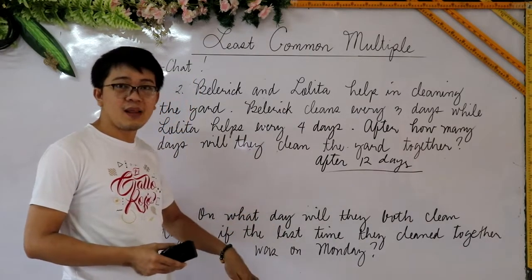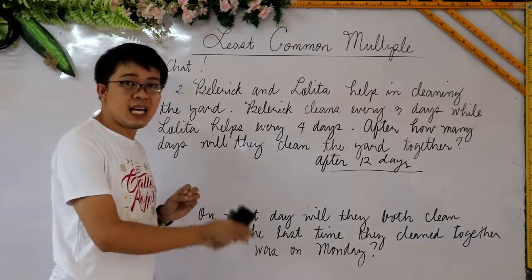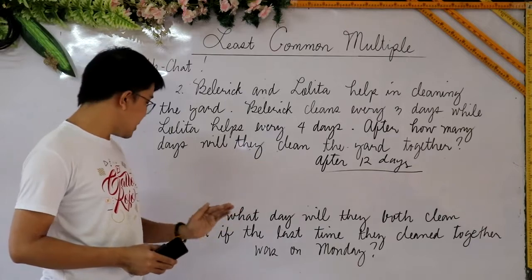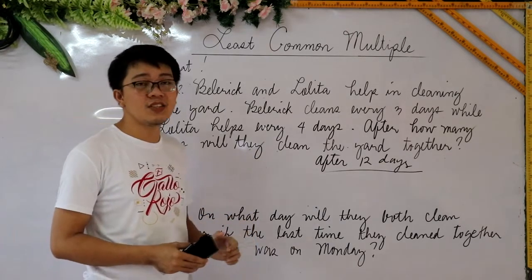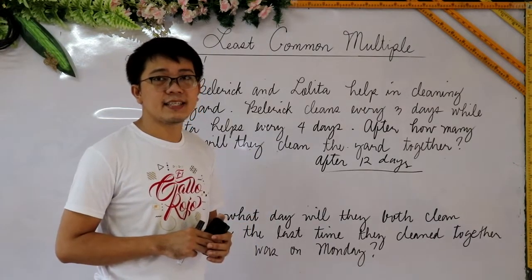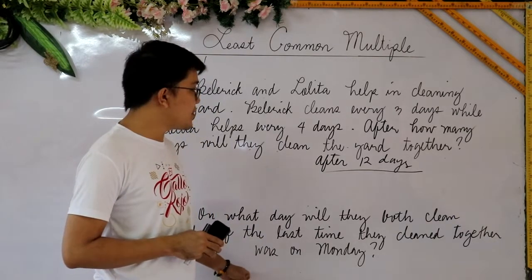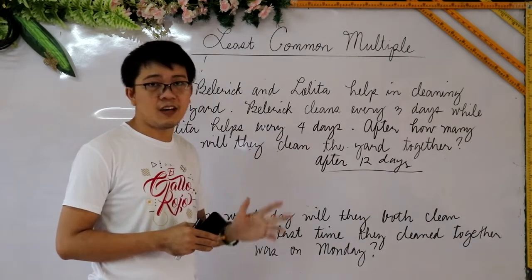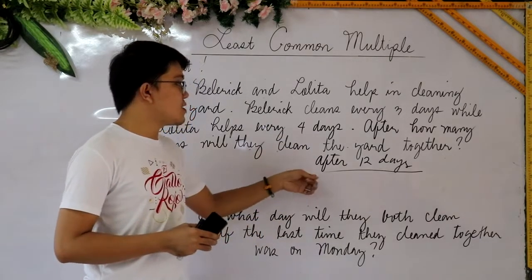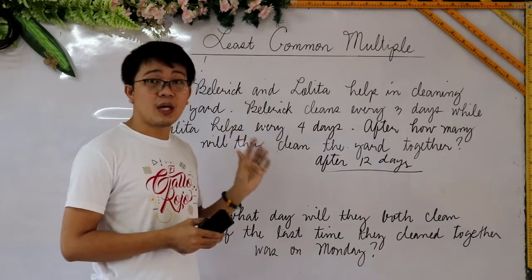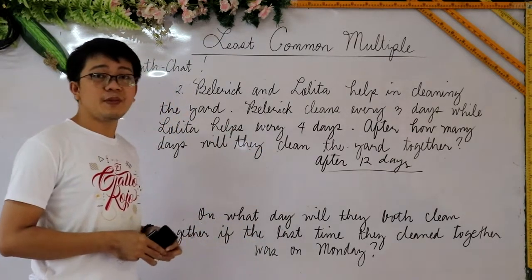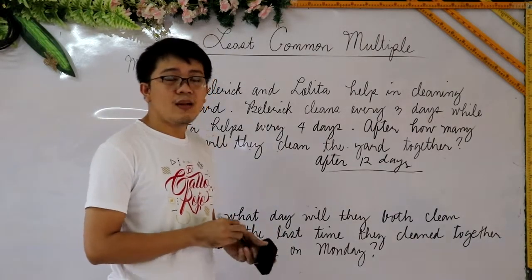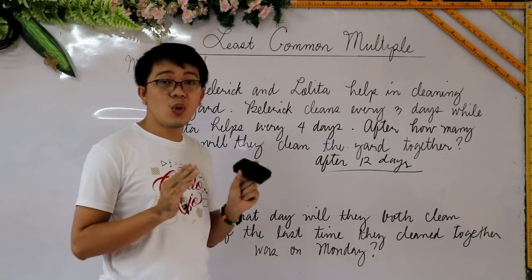Now the second or the follow-up question that was given as part of the task was, on what day will they both clean together if the last time they cleaned together was on Monday? To answer this problem, the first step should be to get the LCM, and that is what we have done in the last lesson. The answer was they will clean after 12 days. In order to solve this problem, we need to use the block model approach. Now let me draw 12 blocks here.